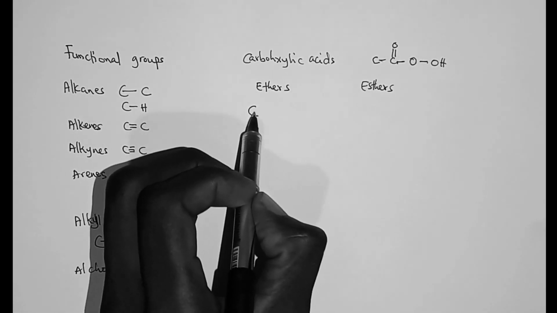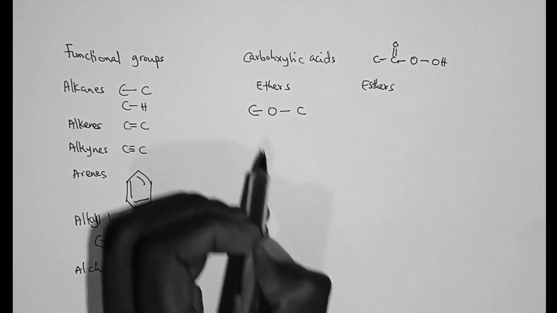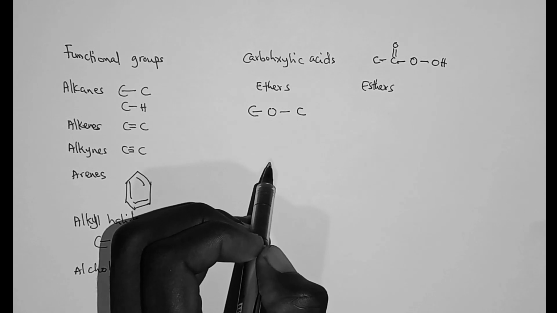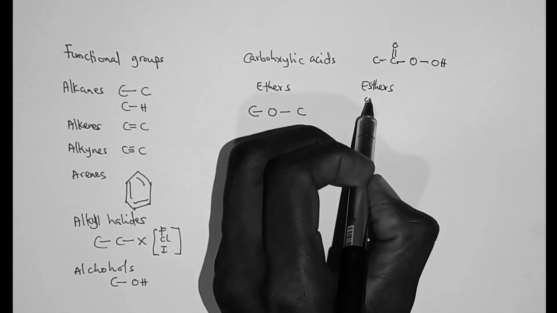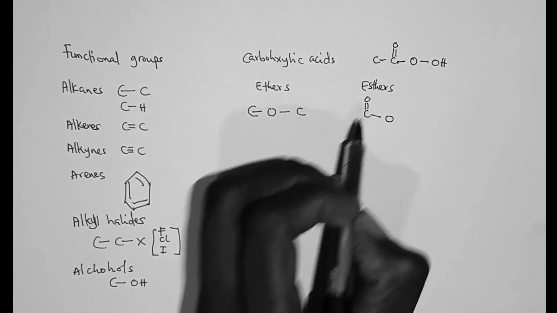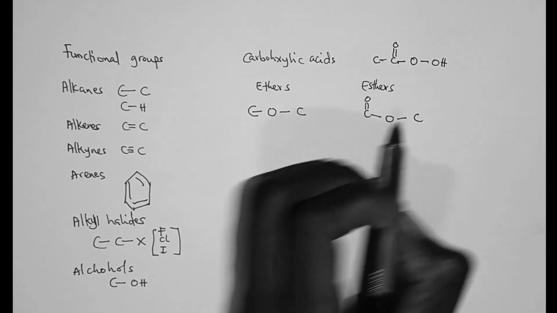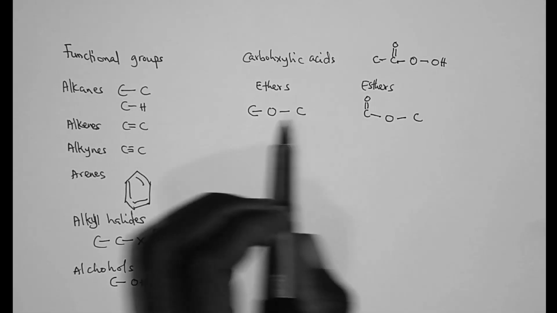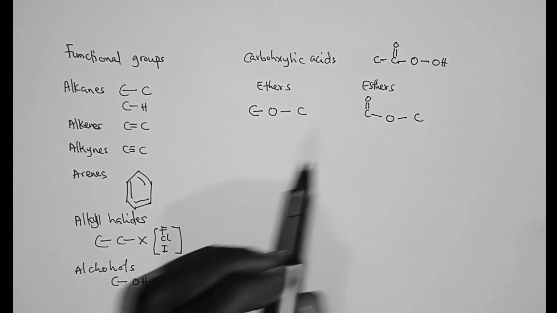So an ether is a carbon in single bond with an oxygen, which is also in a single bond with another carbon. Nonetheless, an ester is a carbon that is in double bond to an oxygen and in a single bond to an oxygen again, which is in a single bond to another carbon. So this is the difference between an ether and an ester.